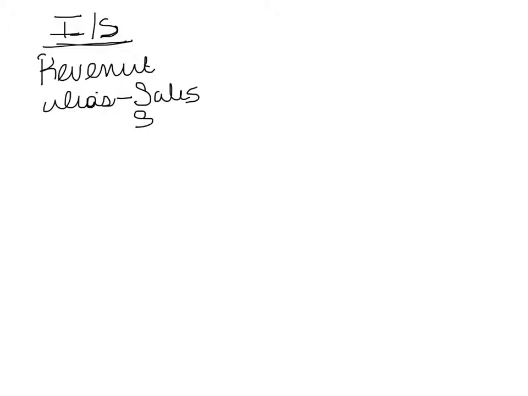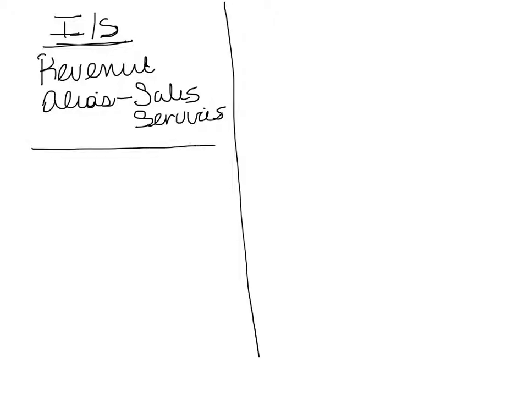What goes on the income statement is revenue. And then I'm going to call some aliases, which means it's also revenue, would be sales or services. Those would be considered revenue and would go on the income statement. Okay. In addition to that, we have expenses.